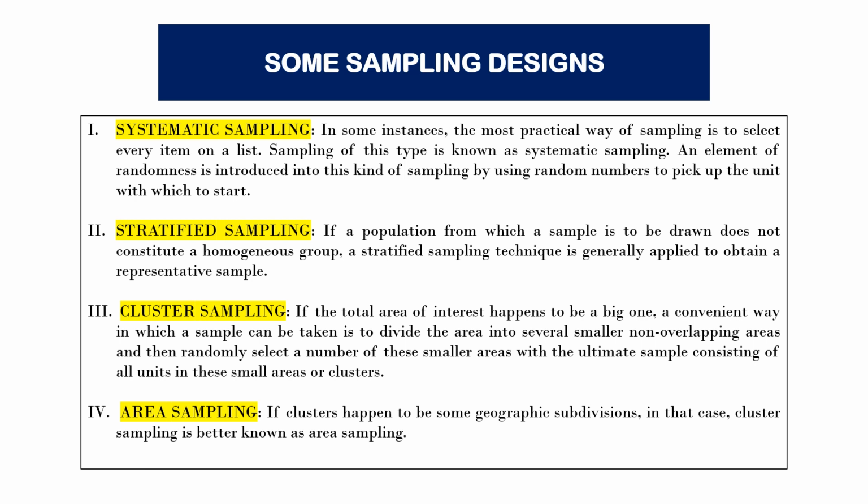Next is area sampling. If the clusters happen to be some geographical subdivisions, then this cluster sampling is called area sampling. The cluster designs where the primary sampling unit represents a cluster of units based on geographic area are distinguished as area sampling. So all the rules that are applicable to cluster sampling are also applicable for area sampling.